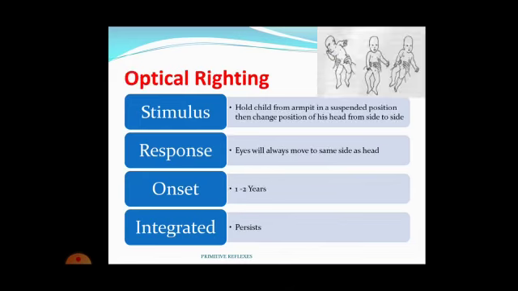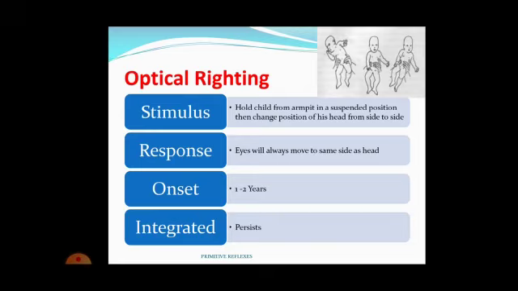Now coming to optical righting. Clear? So what will be the stimulus? The child is held from the armpit and will be in a suspended position. Now what we have to do is change the position of that particular body from side to side. Clear? So what will be the response? Eyes will always move to the same side as the head moves.